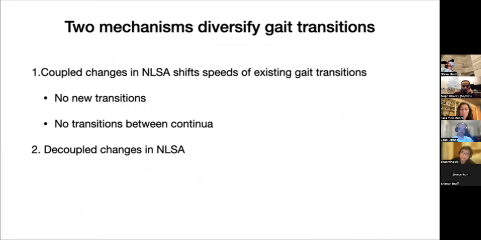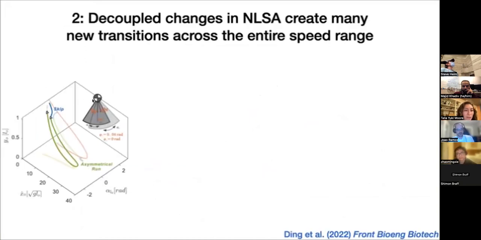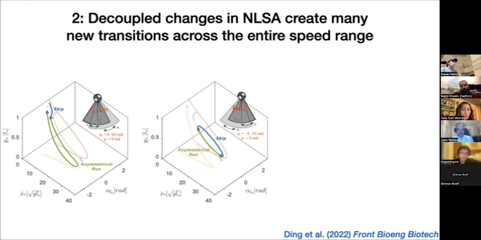Next, let's talk about the decoupled changes in neutral leg swing angle. Here I'm showing you how in this gait diagram, the left and the right side have switched. Their anchors have decoupled and they've got these different neutral leg swing angles. Again, the baseline is faded here and the new neutral leg swing angle values are in bold. See how the shape of the structure changes so much, even with these small changes in neutral leg swing angle. This is the left leg with 0.06 radians, and here it is with the left leg at 0.03 radians. Even with these small changes, we've got a totally different shape to that gait structure between skipping and asymmetrical running.